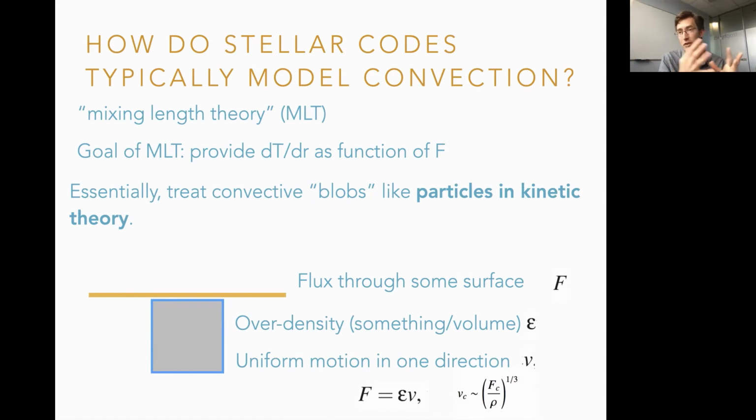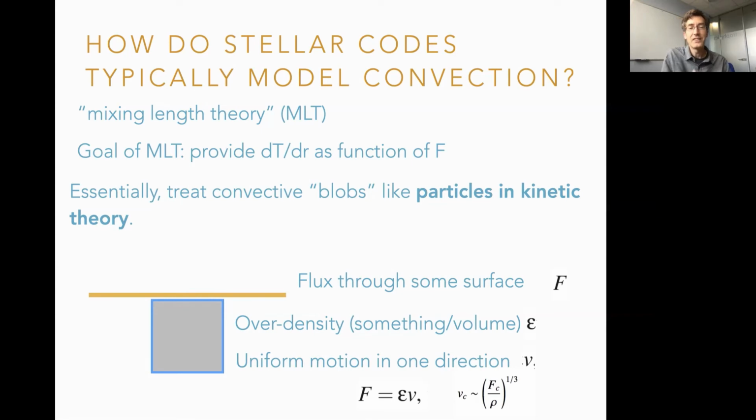And look, in astrophysics, essentially every stellar model in use today uses a version of what's called mixing length theory. And the goal of mixing length theory is to provide for your stellar structure equations a model for the temperature gradient as a function of the flux or the luminosity of the object. And effectively it's essentially a crude kinetic theory. So you imagine that the convective blobs behave like particles in a kinetic theory. They travel some well-defined length scale. You have a blob of fluid, and it gives up its heat after some distance, which is usually called the mixing length.